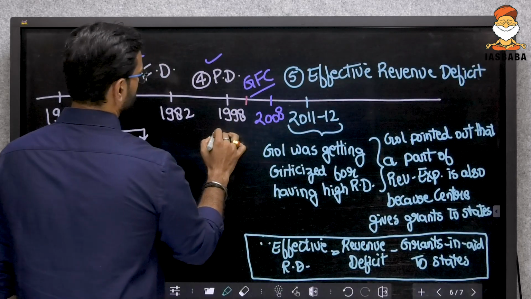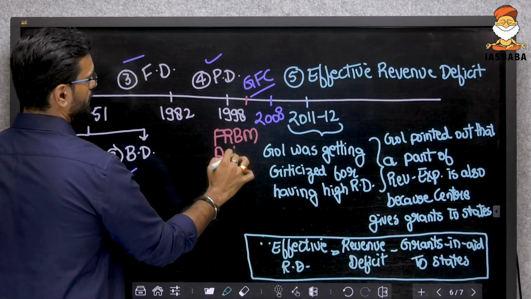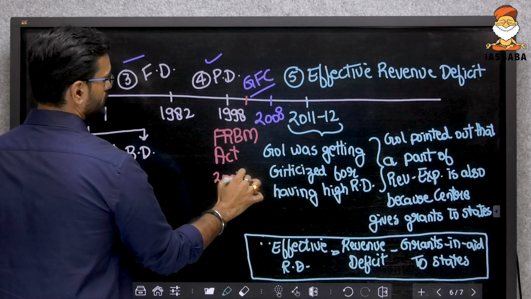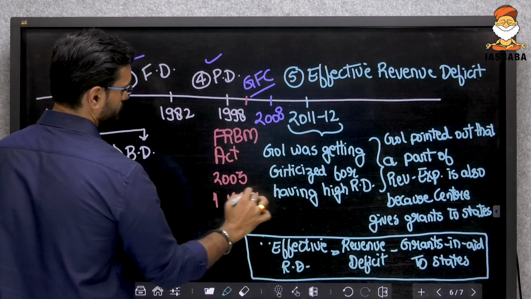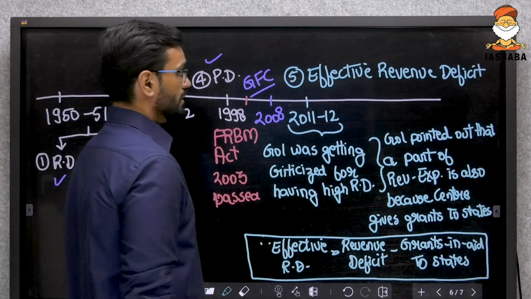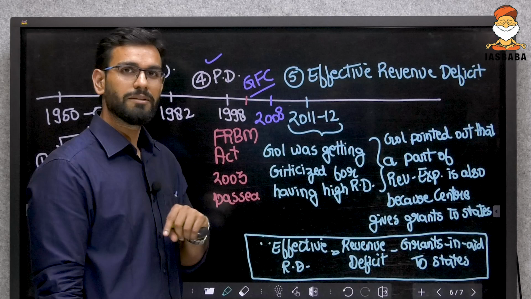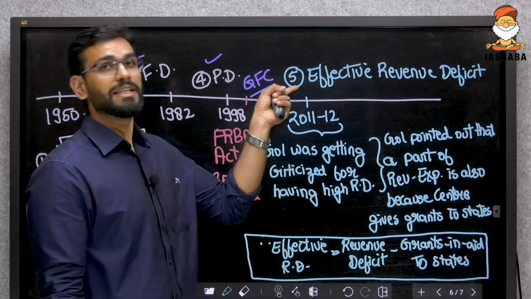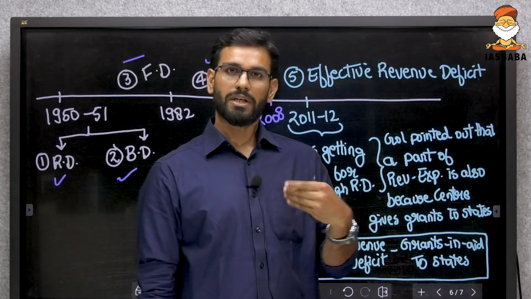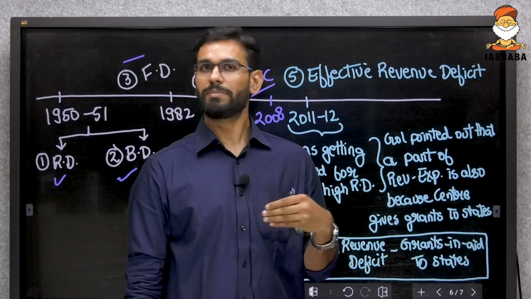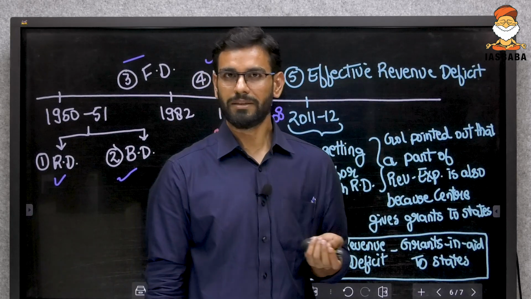Why? Also because in 2003, the FRBM Act was passed, and according to that, revenue deficit had to be brought down to zero by 2008. But instead of it being brought down to zero, it inflated. Why? Because in 2008 we had the global financial crisis and गवर्नमेंट को खर्चे करने पड़े थे, तो एक्सपेंडिचर बढ़ेगा, एक्सपेंडिचर बढ़ेगा तो फिर फिस्कल डेफिसिट और रेवेन्यू डेफिसिट दोनों ऊपर बढ़ेगा.